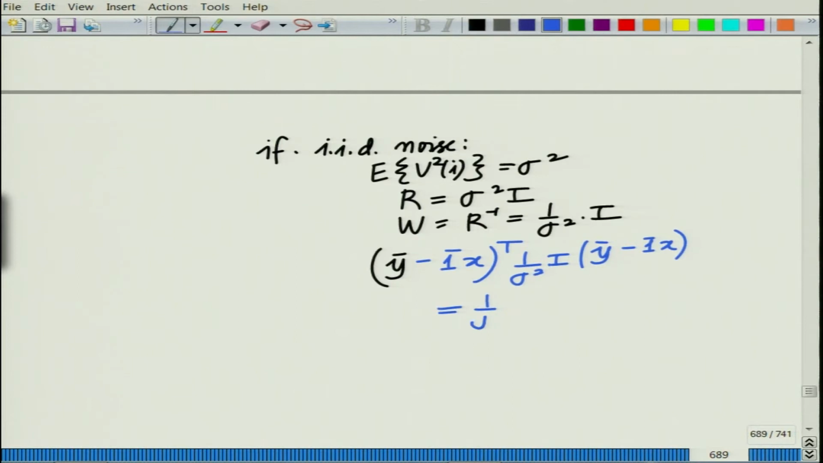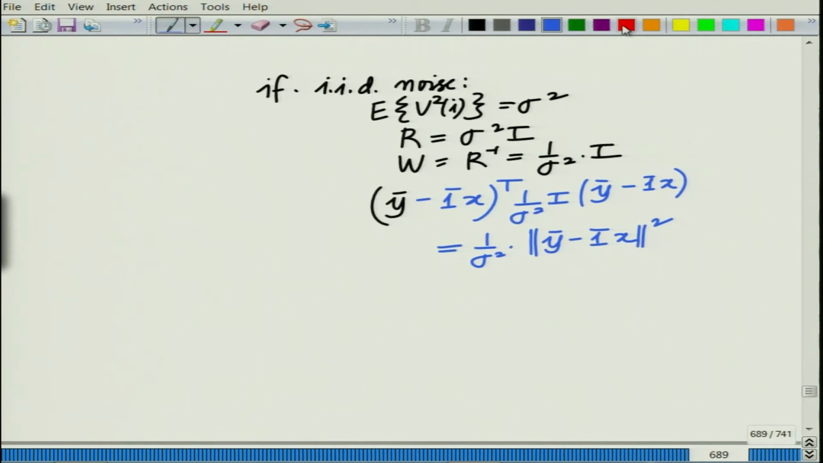Which is now 1 over sigma square. The identity goes, so you will have simply y bar minus 1 bar x transpose y bar minus 1 bar x, which I can write as the norm square of y bar minus 1 bar x. Since 1 over sigma square is a constant, it does not affect the minimization.